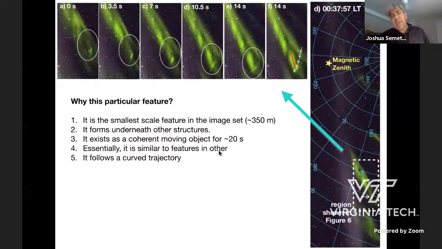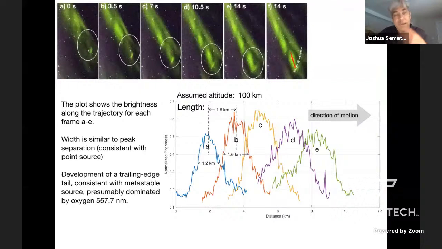This is again an interesting point to help us organize how to think about some of these features. It's the smallest scale feature in the image. I'm going to show you that it's about 350 meters in width, and it exists as a coherent object for 20 seconds. It also follows a curved trajectory in three-dimensional space, which is another interesting point to consider.